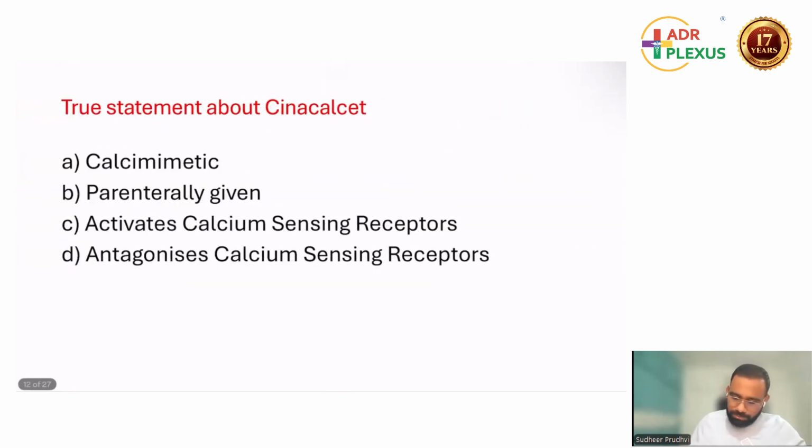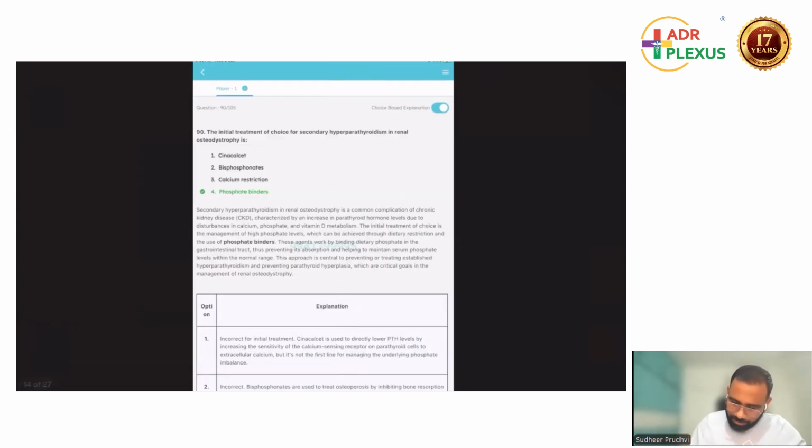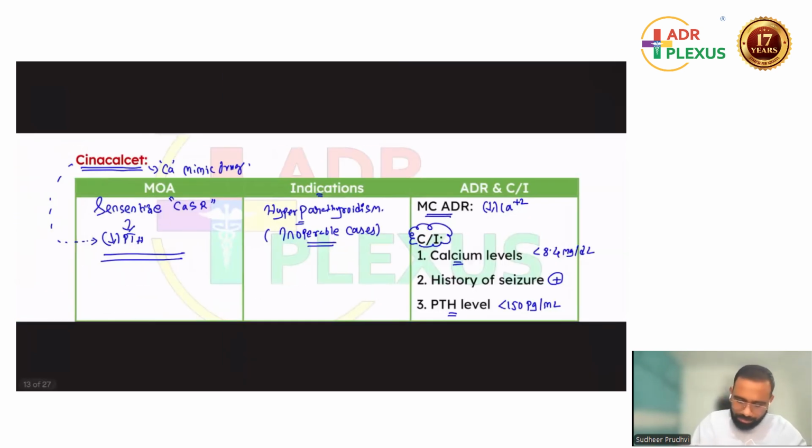Now, next question. True statement about Cinacalcet. Again, this is a question seen in MRB practice paper 5, question number 90. You can see it here. Cinacalcet, everything is given here itself. This is the same thing which is seen in the MRB regular notes even.